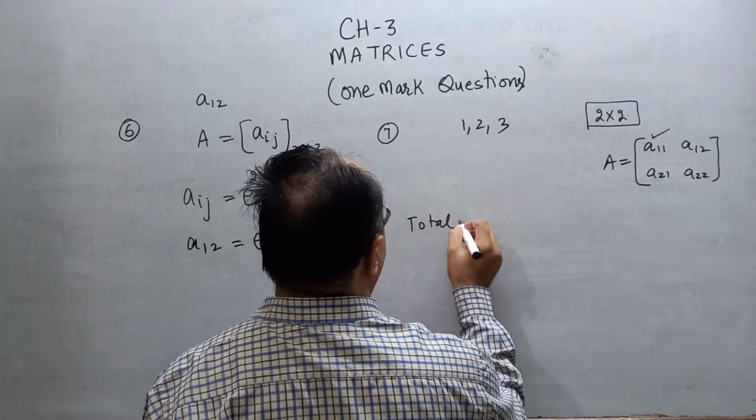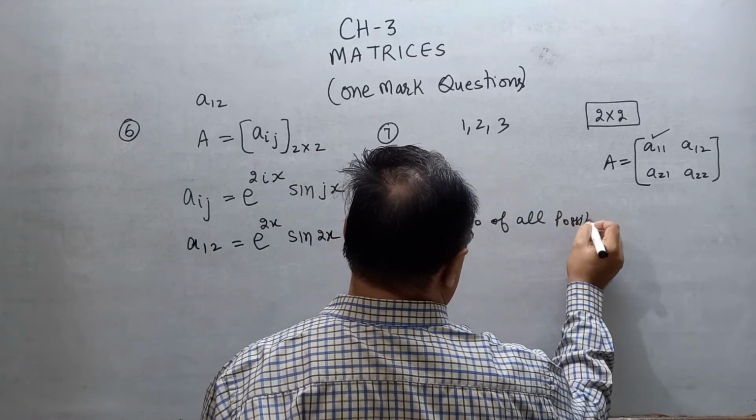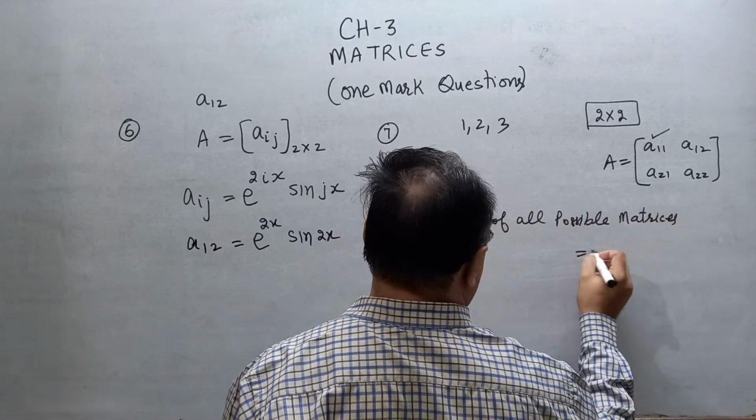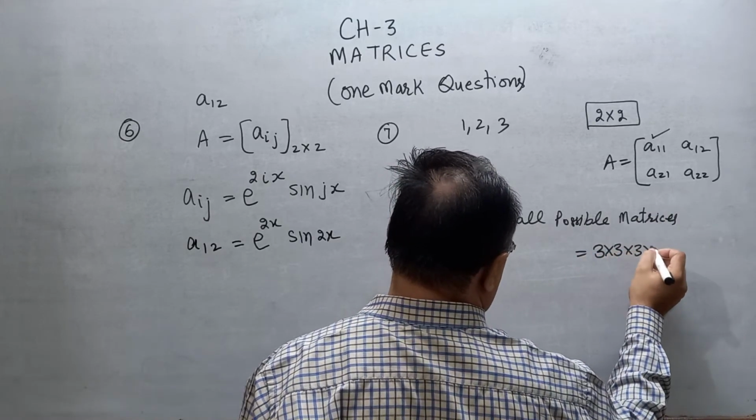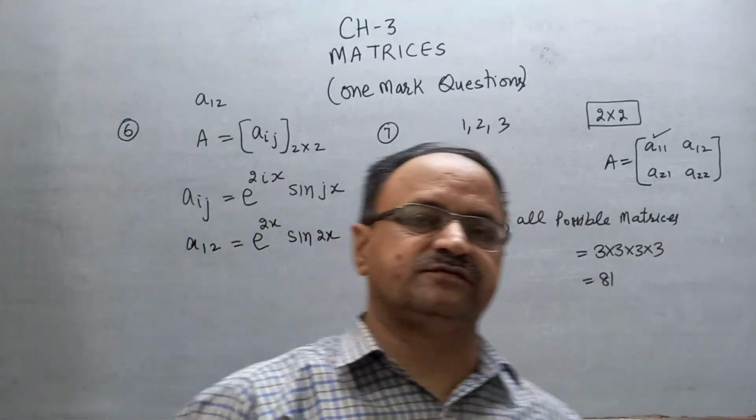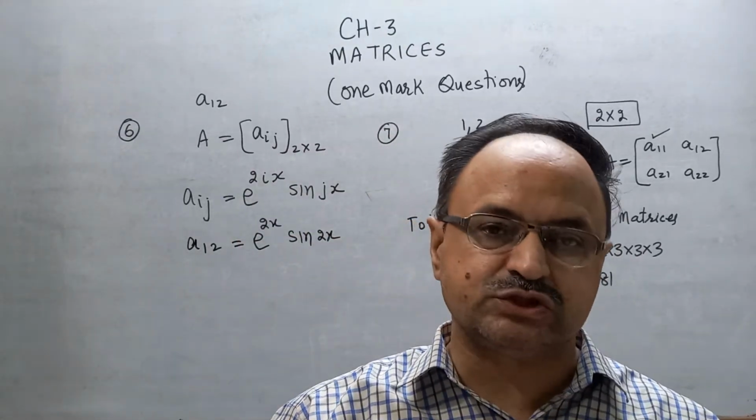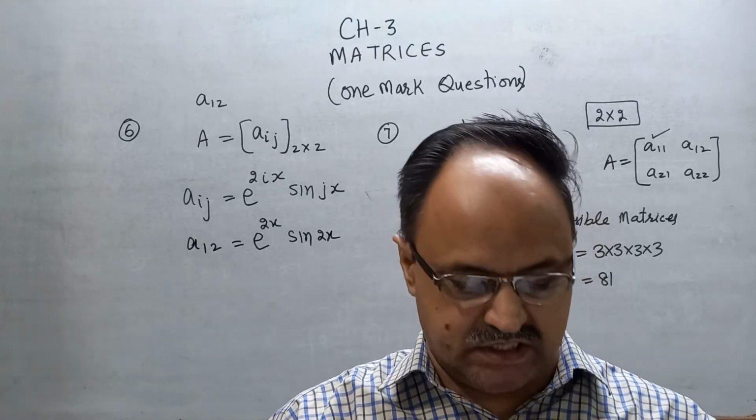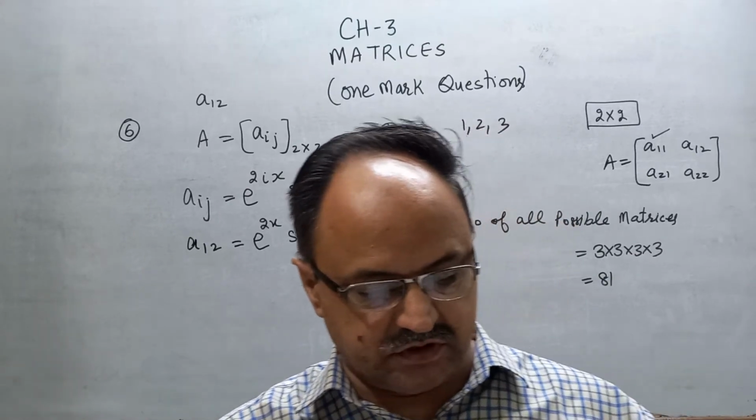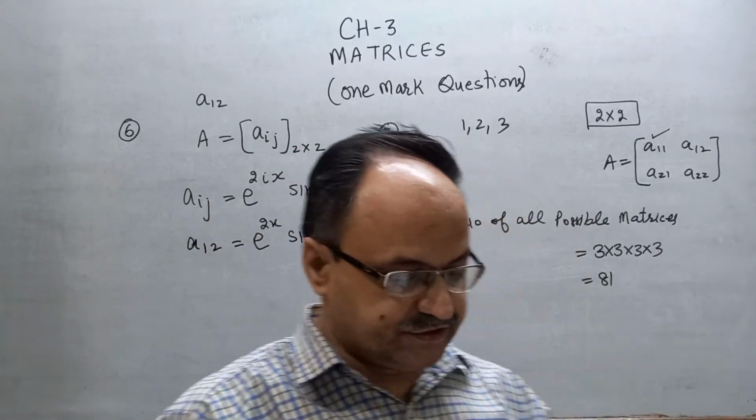Therefore, the total number of all possible matrices is 3 multiply 3 multiply 3 multiply 3, that is 81. This is the answer of this question. What is the question? Write the number of all possible matrices of 2 cross 2 with each entry 1, 2, 3. The answer is 81. Clear? This is question number 7. Next question.